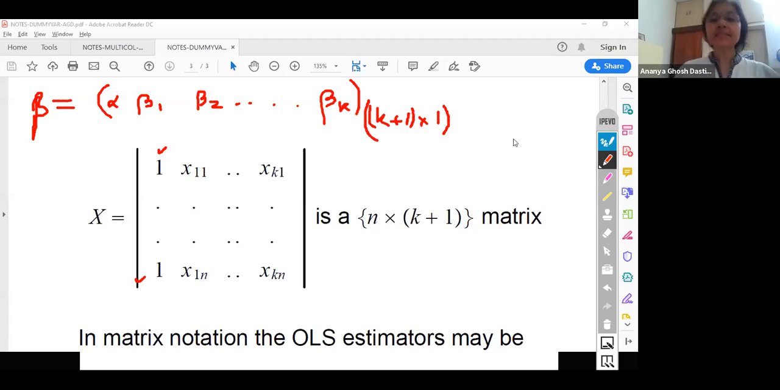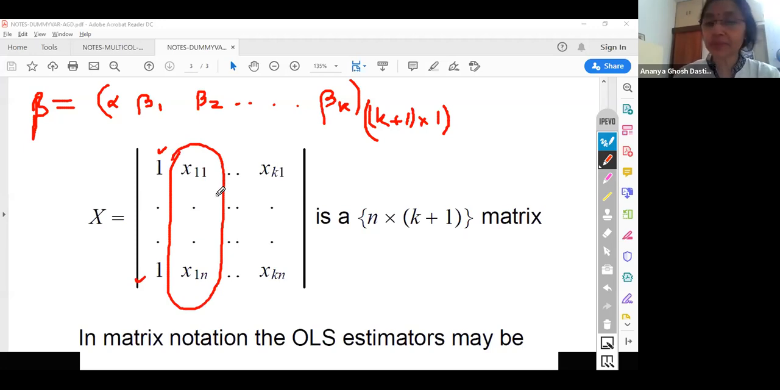This has k plus 1 columns and a single row. Okay, so these are amenable to matrix multiplication. So look at what the X matrix is giving you. In the X matrix, each column holds the n observations on the variables. So the first column are the n observations on the first variable x1.